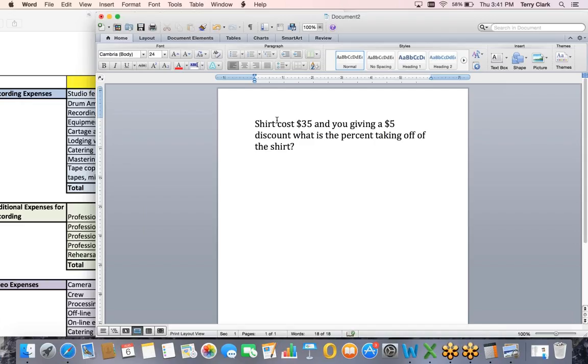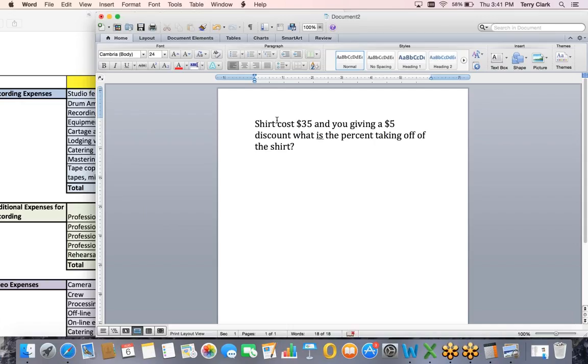Now in this problem, they're actually giving us the discount amount. We don't have to figure that out. We don't have to do any subtracting because they didn't give us a number like, the shirt cost $25 and you paid 25 for it, so now you have to subtract to figure out the discount amount. In this problem, we're actually being given the discount amount. The discount amount is $5.